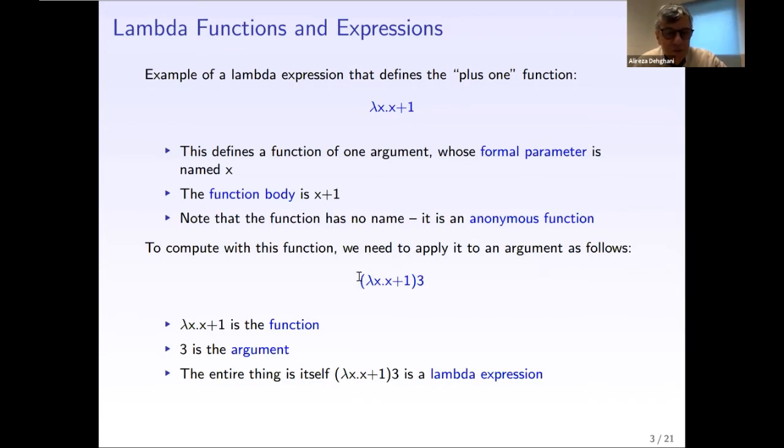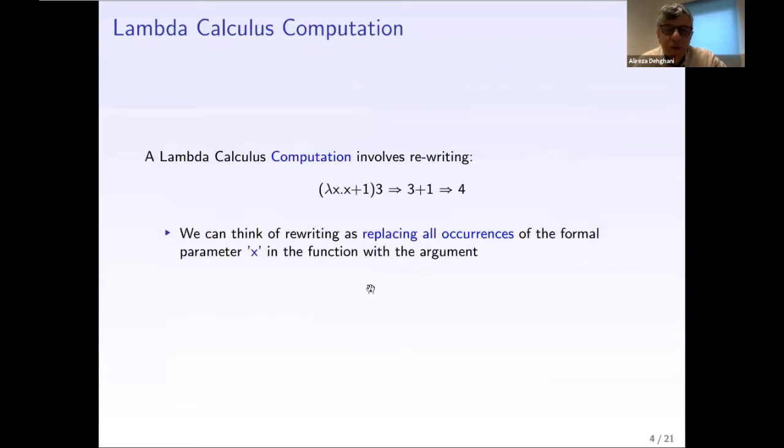Lambda calculus, Lambda function, okay? So if that's the function, then that would be the argument. The argument will be applied to the function. The function, the argument, and the entire thing itself is a Lambda expression. That's all. So if you see something like that, that's a Lambda expression. In the exam, I may say the Lambda expression is something like the following, okay? So that's the whole story. And then a Lambda calculus computation involves rewriting. You remember that in Haskell we had the same thing.